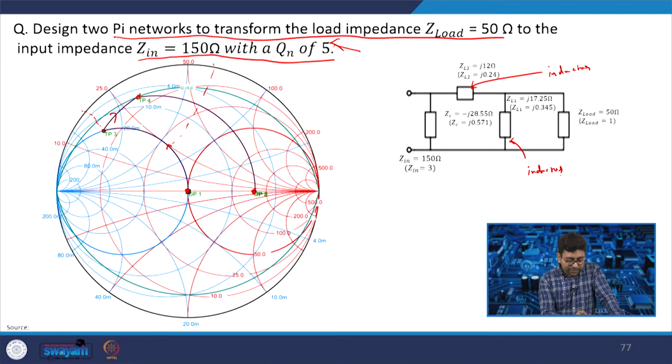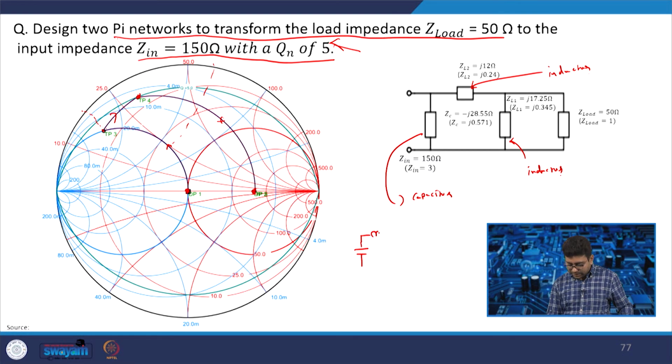Now, here we come down and get the point which is the 150 ohm point, and we come down by using a capacitor. So, this is coming down, but since we are using a Y Smith chart, we are using a blue line, that means you are adding a capacitor in parallel. So, this is a capacitor. So, the configuration will look like this: capacitor, then inductor and inductor.